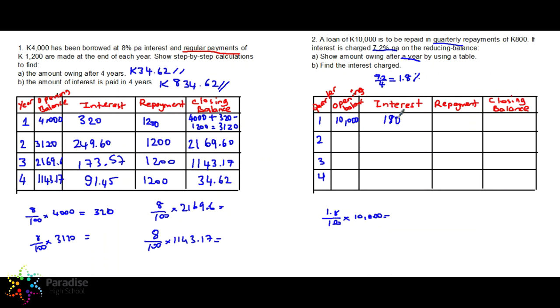All right. What is the repayment? Repayment is 800 kina. And then closing balance will be 10,000 plus 180, 10,180 minus the repayment 800 kina. So it's going to be 9,380 kina. We add these two numbers and minus 800. 9,380 is the opening balance of the second quarter.